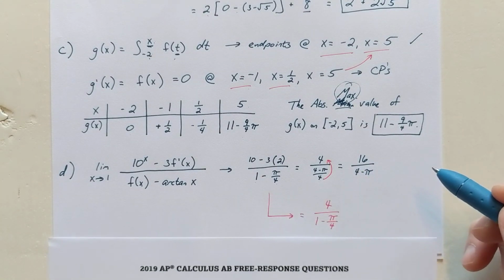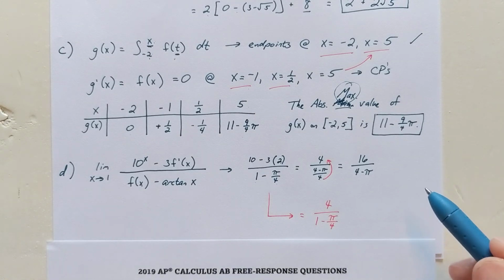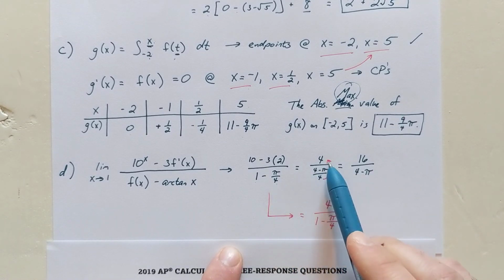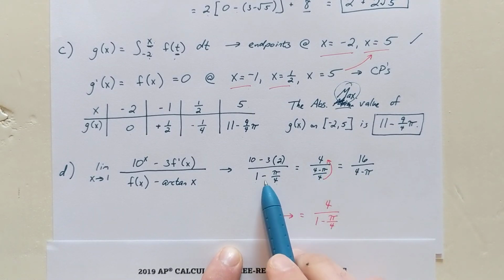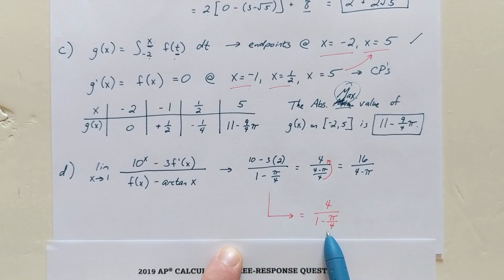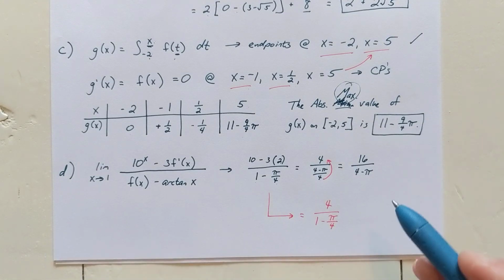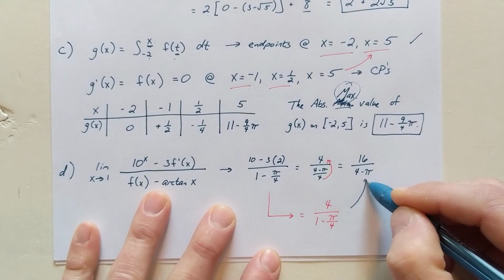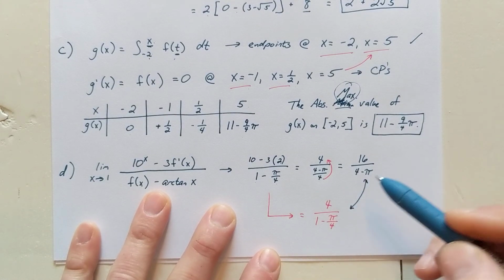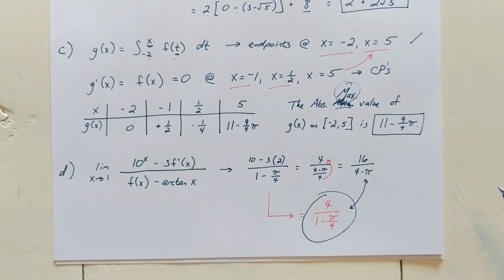When I went and checked their solution, I saw that they didn't do quite as much grunt work as I did. They left that numerator as a 4, and they left the denominator as it was of 1 minus pi over 4. So both of these answers right here are perfectly correct. Of course, I like mine better, but that's the one that they came up with.